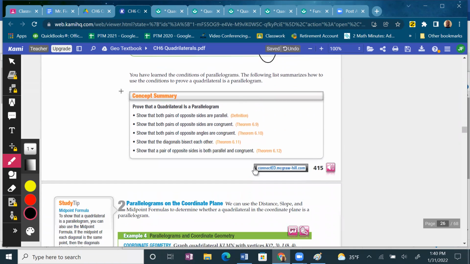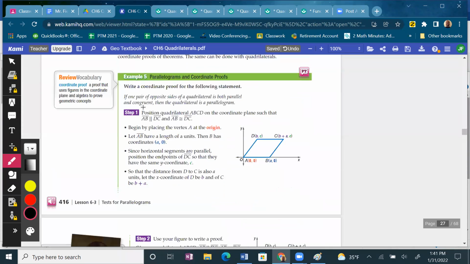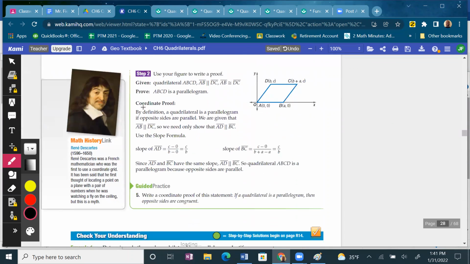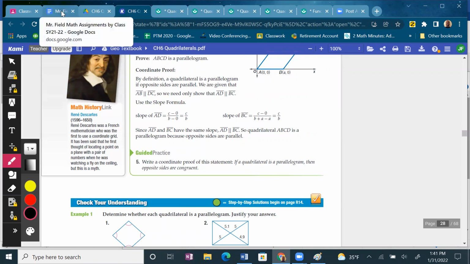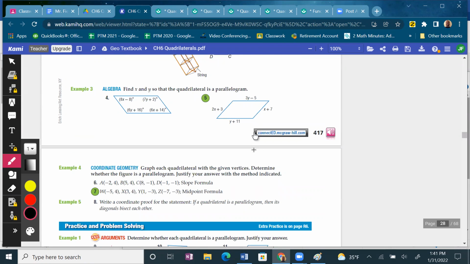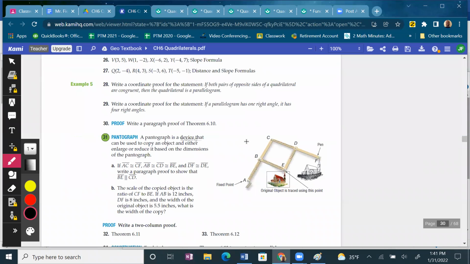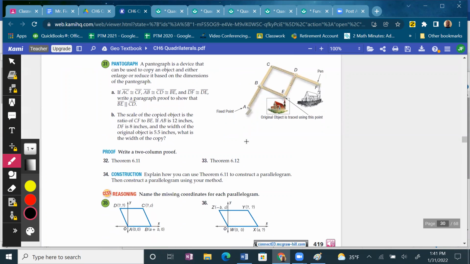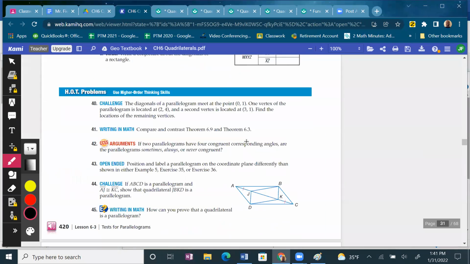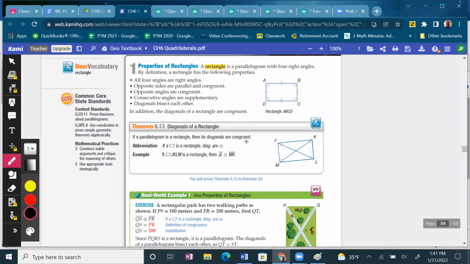Okay, so make sure you have the concept summary in your notes. And we have some coordinate geometry. We're going to do coordinate proofs on another day, and jump to rectangles. Let's jump to rectangles right now.